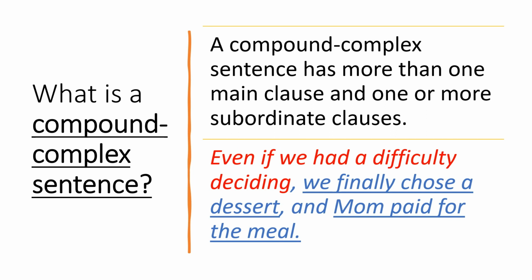How about a compound complex sentence? A compound complex sentence has more than one main clause and one or more subordinate clauses, which means if the sentence has two or more main clauses and has one or more subordinate clauses, then it is a compound complex sentence. For example, even if we had a difficulty deciding, we finally chose a dessert and Mom paid for the meal.